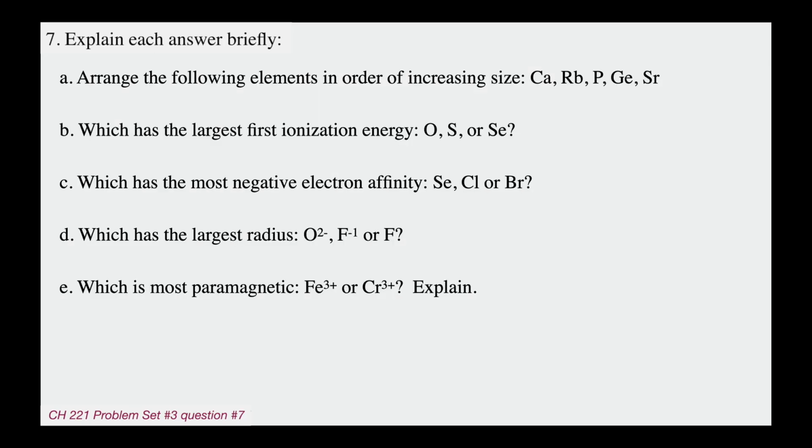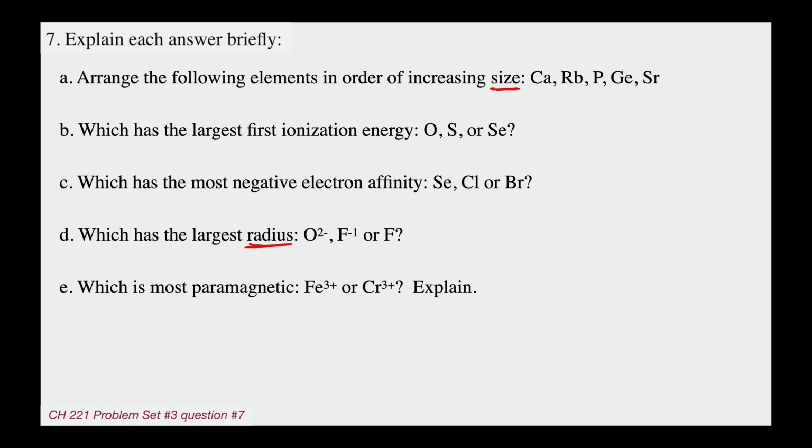Arrange the following elements in order of increasing size. Okay, so some of these are about the different periodic trends. And remember, if you see anything that has to do with size, and that'll be definitely this one, A, it's also going to be D down here. But anyway, when it comes to size, you want the atom which is most left and down. And that would be the one that you would predict would be the largest.